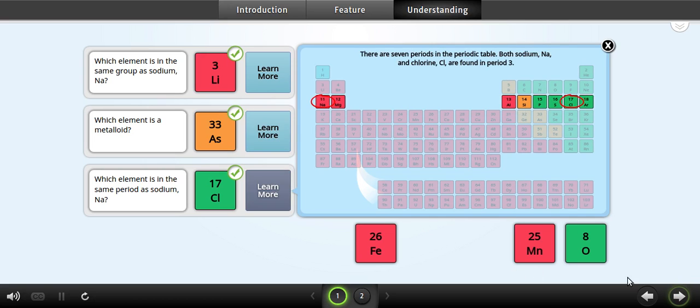There are 7 periods in the periodic table. Both sodium, Na, and chlorine, Cl, are found in period 3.